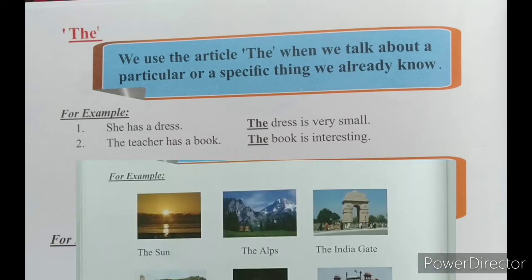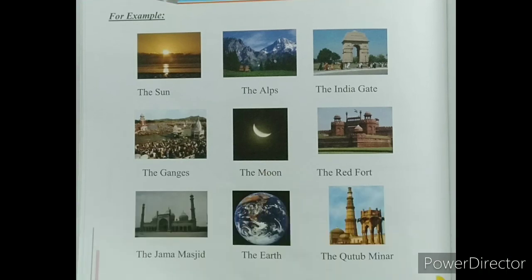We also use the article the for names of rivers, mountains, historical buildings, holy books, and unique objects. For example, the sun, the Alps, the India Gate, the Ganges, the moon, the Red Fort, the Jama Masjid, the earth, and the Qutub Minar.